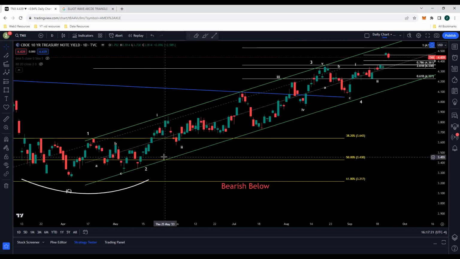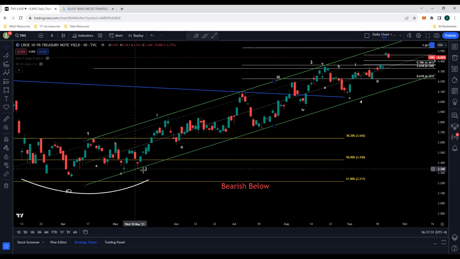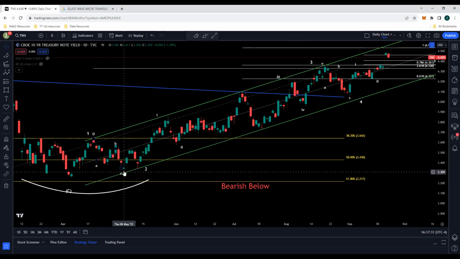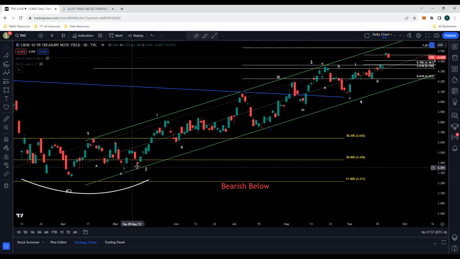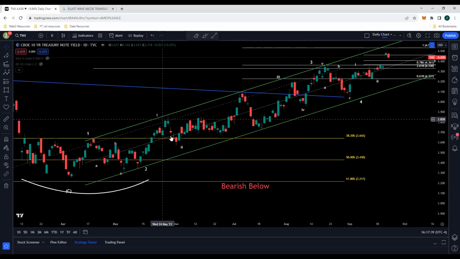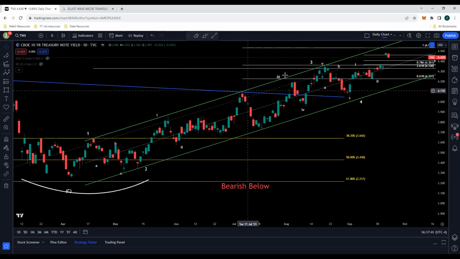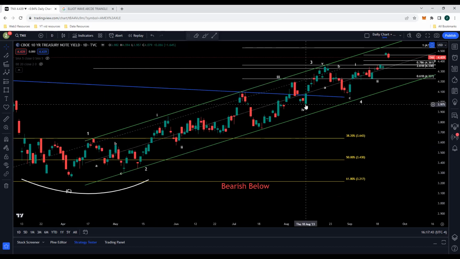Remember, for our even waves, for wave 2 we're looking for an ABC. So we had a wave 1 up, then we got an A down, B up, C down right here. So that completed our wave 2. And then our wave 3 is going to be a 5-wave structure. We talked about that. So here's our 1 up, 2 down, 3 up right here, 4 down, and then 5 up.